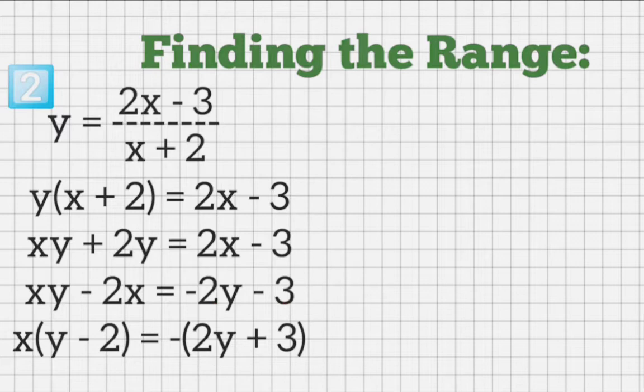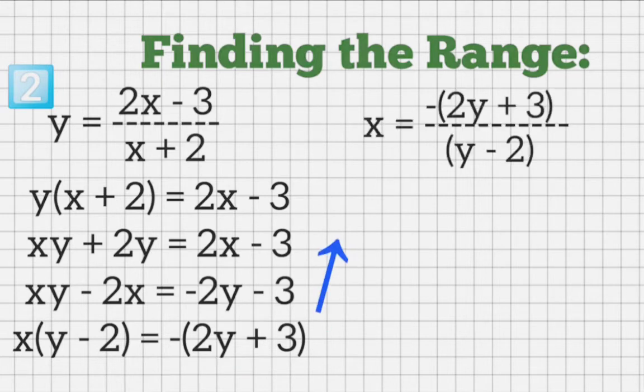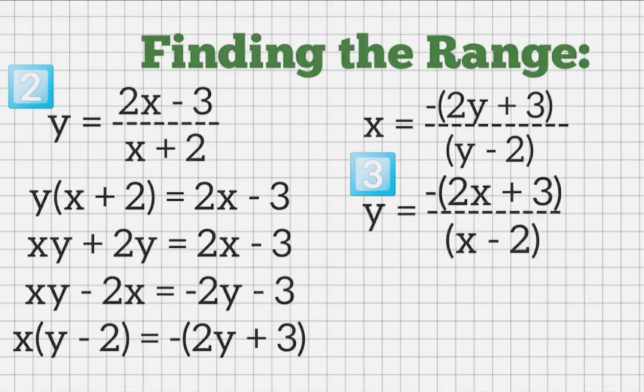We know that every number has an invisible denominator of 1. Now, let's multiply y minus 2 to the denominator on the right side to isolate x on the left side. This will become x equals negative value of 2y plus 3 over y minus 2. Step 3, replace x by y and all y by x to get the inverse function. This becomes y is equal to negative value of 2x plus 3 over x minus 2.